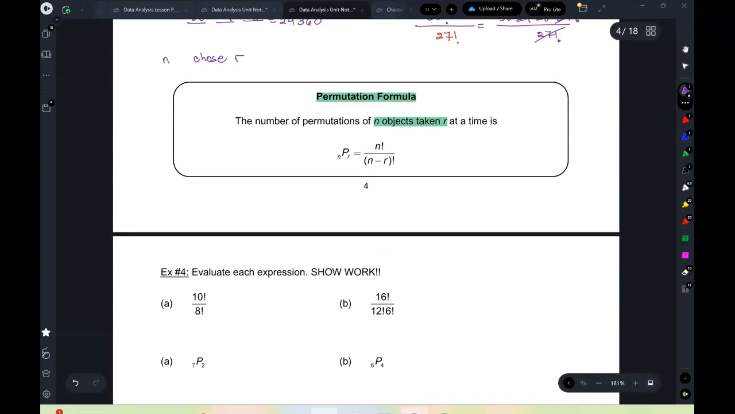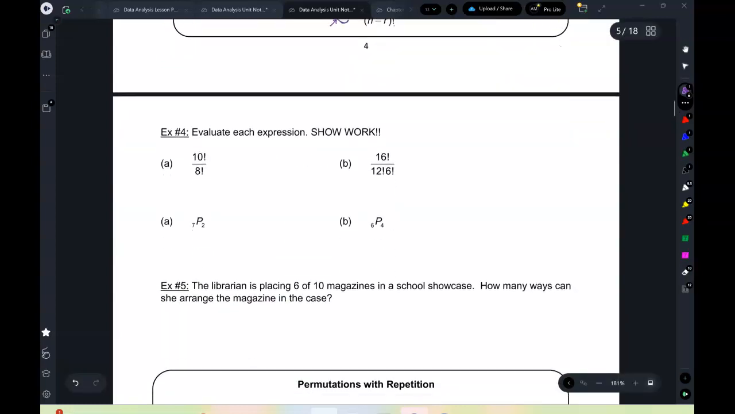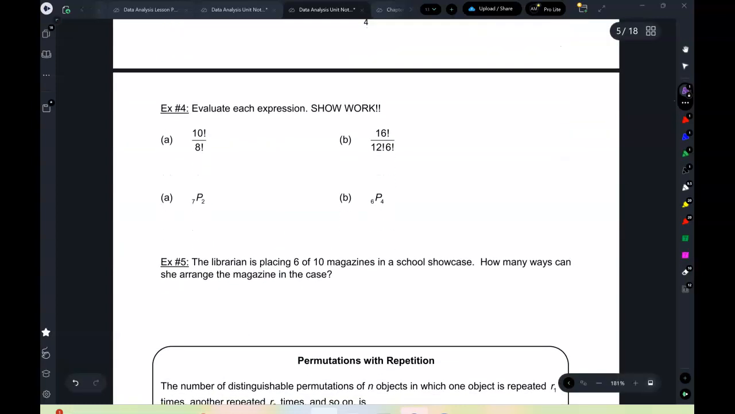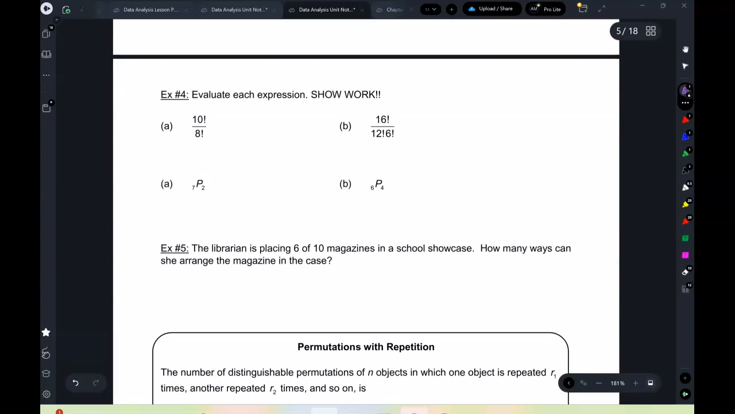This is a permutation, right? And it's P(n, r). That's how it's written. And the formula is the first number factorial over the difference factorial. Okay? All right. So let's just do these now. 10 factorial over 8 factorial. Let's just figure out what this is.